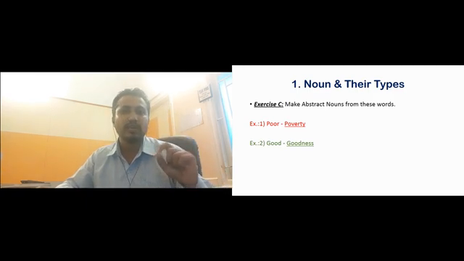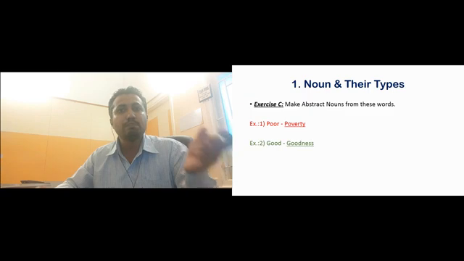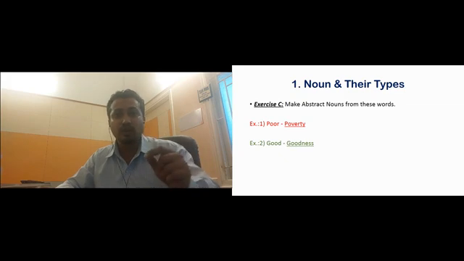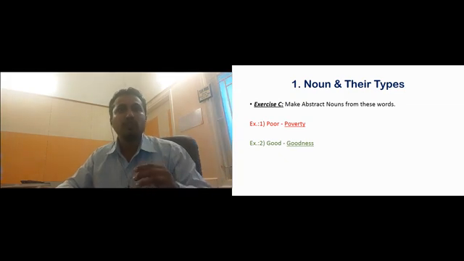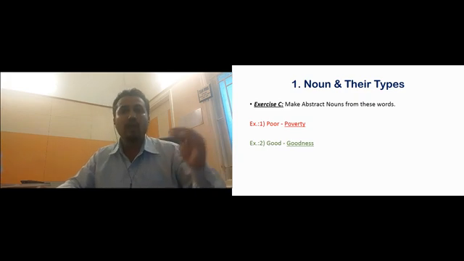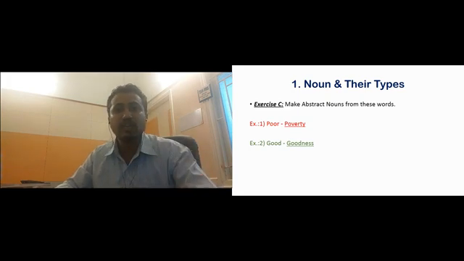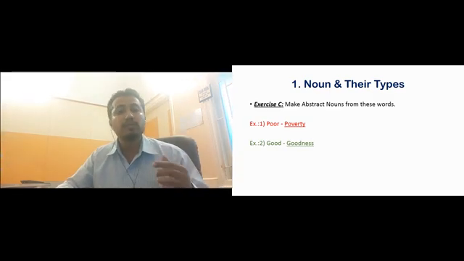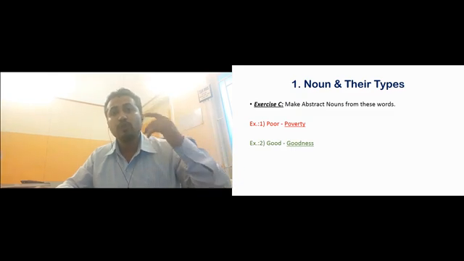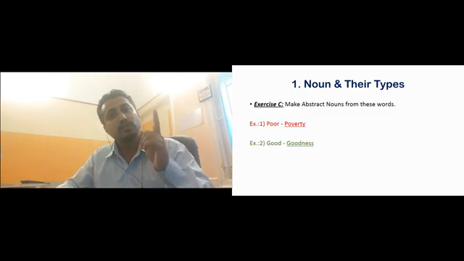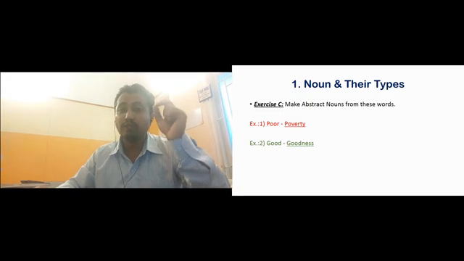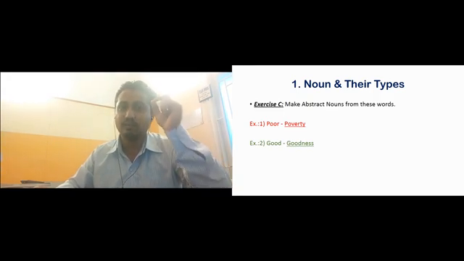Now the first one is done in the textbook, that is poor. Poor's abstract noun is poverty. Poverty is a noun. Okay, and we cannot see it, we cannot touch it, we can only feel the poverty of people, isn't it? So that is an abstract noun. The one more I have done is good. The abstract noun of good is goodness. We cannot see goodness or touch goodness. We can only feel the goodness in something or somebody. In the same way, for the rest of the words also, you have to convert them into abstract nouns. Remember, you have to convert them into nouns which can only be felt, not seen and touched.